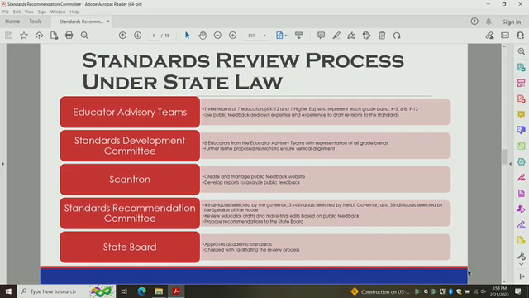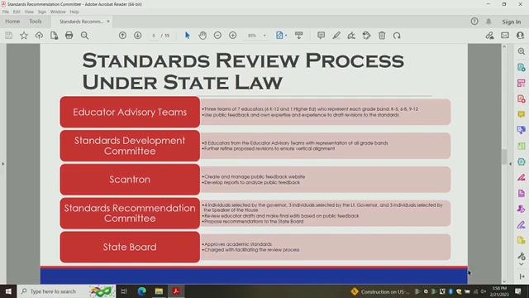The Standards Development Committee is a subset of those educators, and they are working across grade levels to ensure that we have vertical alignment. So not only just in their individual grade bands, but looking across the standards from K through 12 to ensure, for example, in social studies, as we'll see in a minute, that there's vertical alignment across these standards as they're being revised.